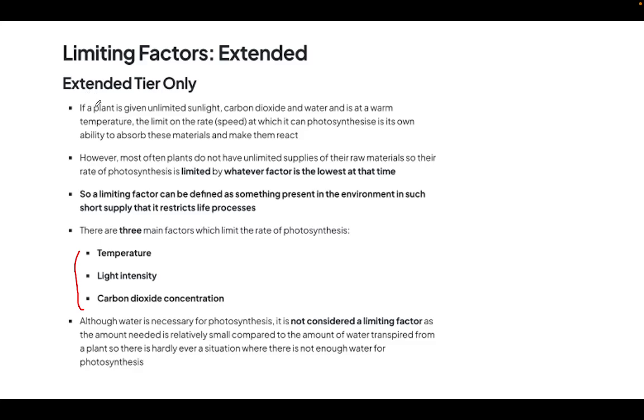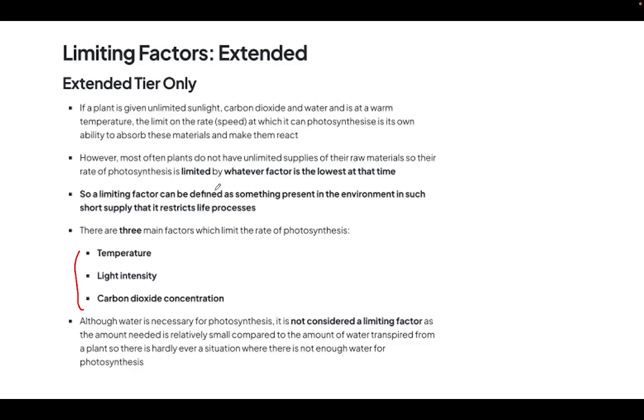Now, if a plant is given unlimited sunlight, carbon dioxide, water, and it is in a warm temperature, the limit of the rate of photosynthesis is its own ability to absorb those materials and make them react. So we should understand that.